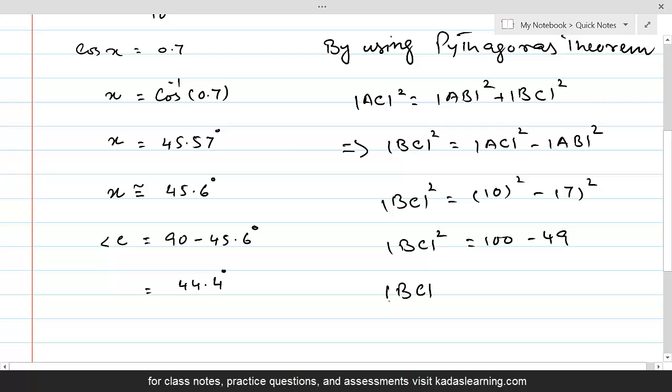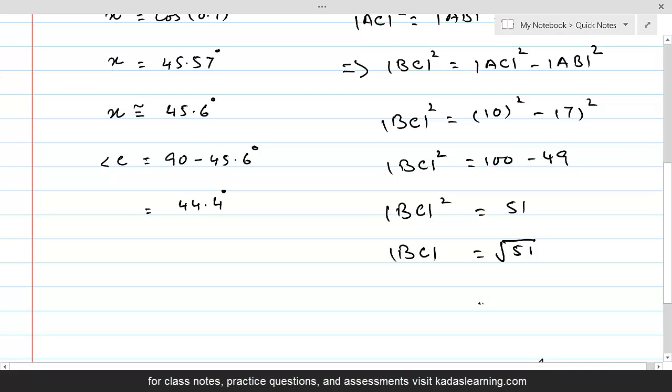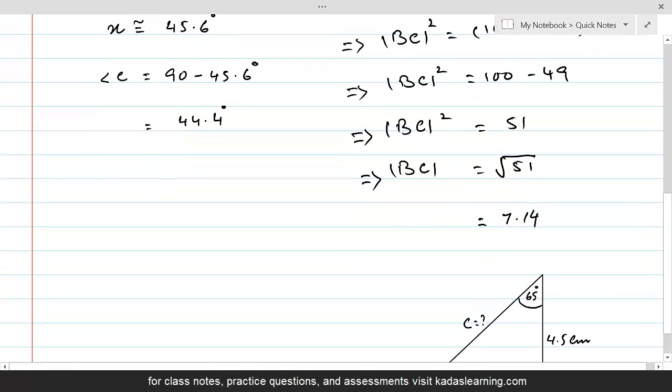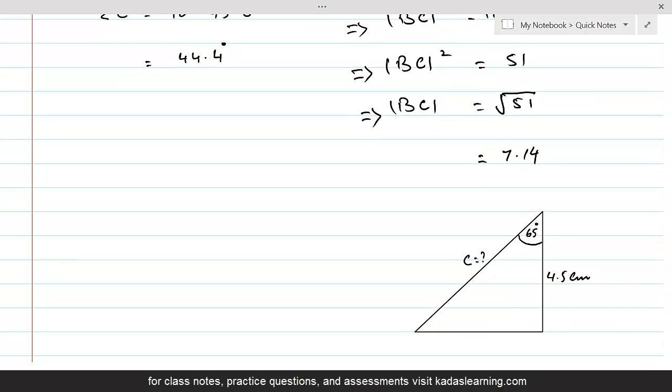and 100 minus 49 will give us BC square equal to 51 and BC is equal to square root of 51, and this gives us the value for BC equal to 7.14. So this is how we get BC. Once we have this side, then we can see that all the three sides and all the three angles of the given right angle triangle are known. So the triangle is solved for all of its 6 elements.